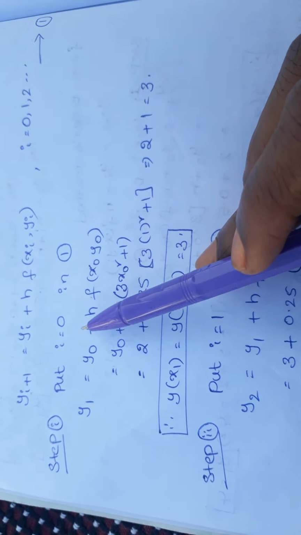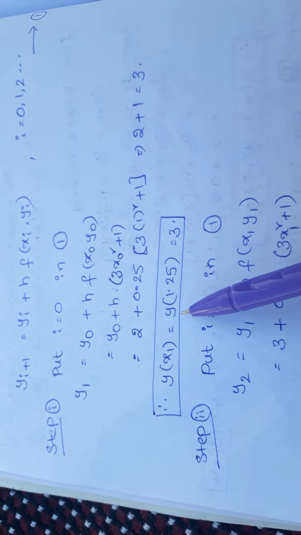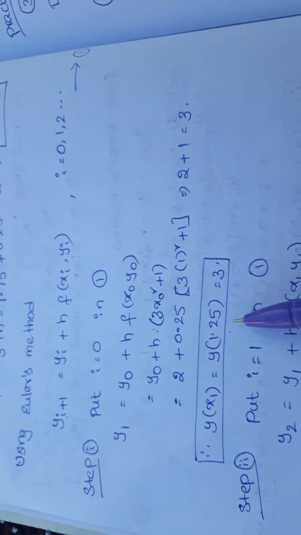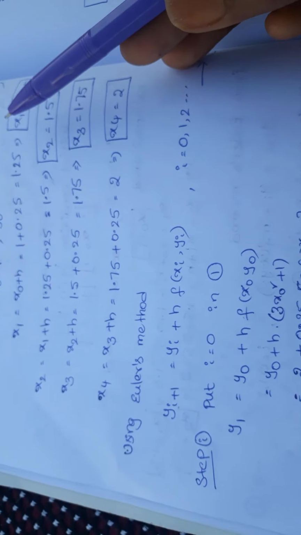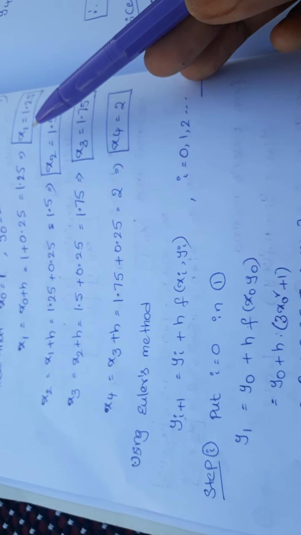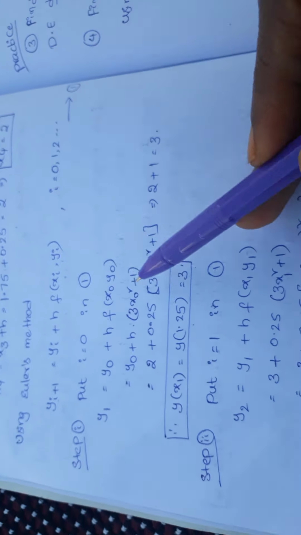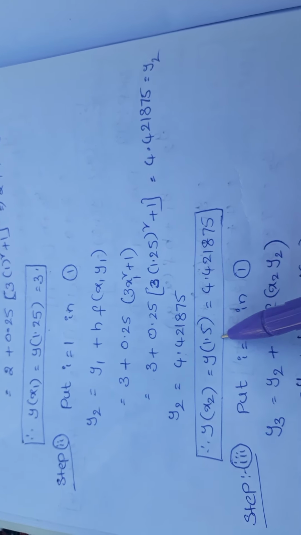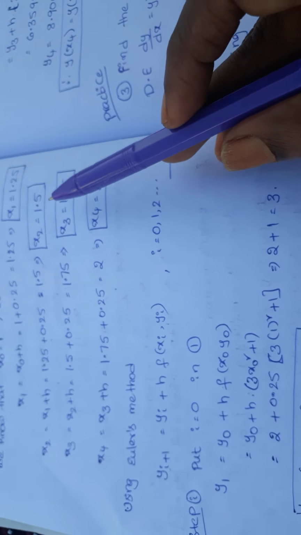We know that step 1, put i is equal to 0, we get y of x1 is equal to y of 1.25. That means y of 1.25 means x1 value. Okay, and next the same for y2, that is y of x2, y of 1.5, that is x2.